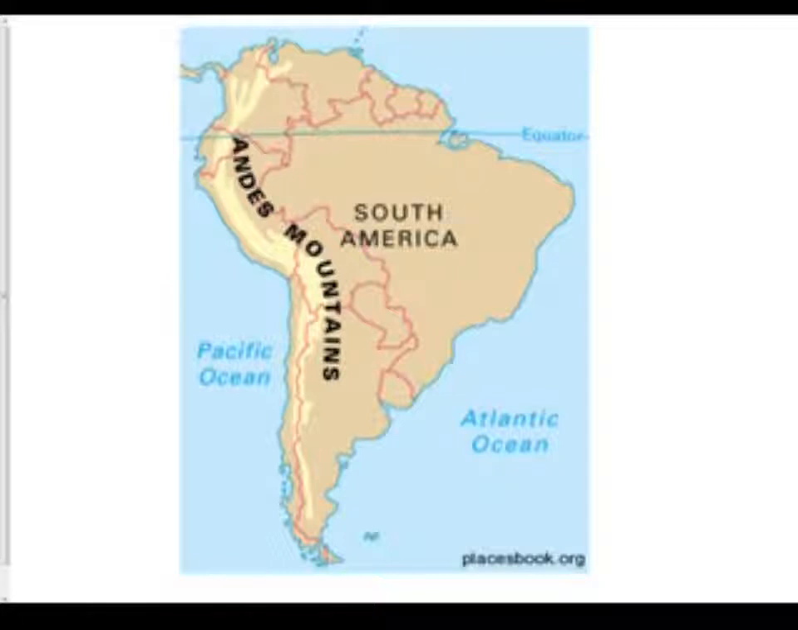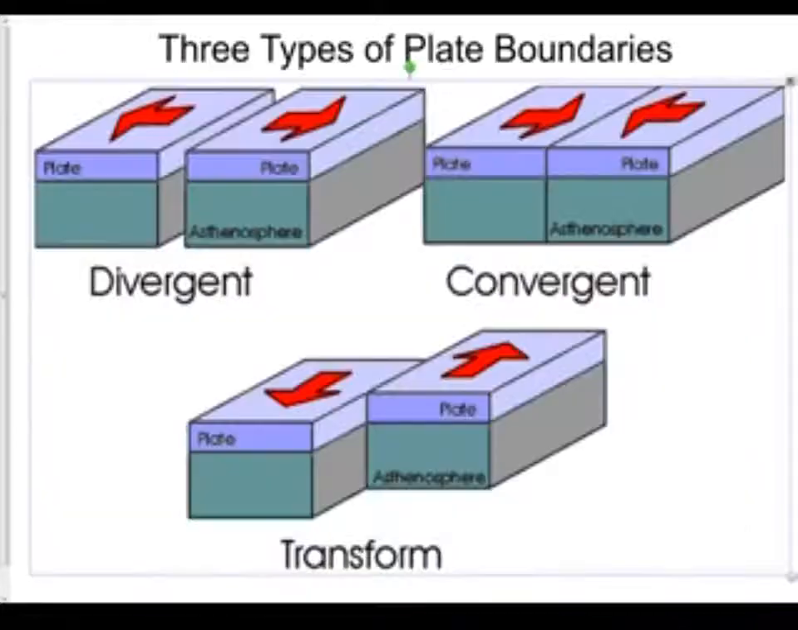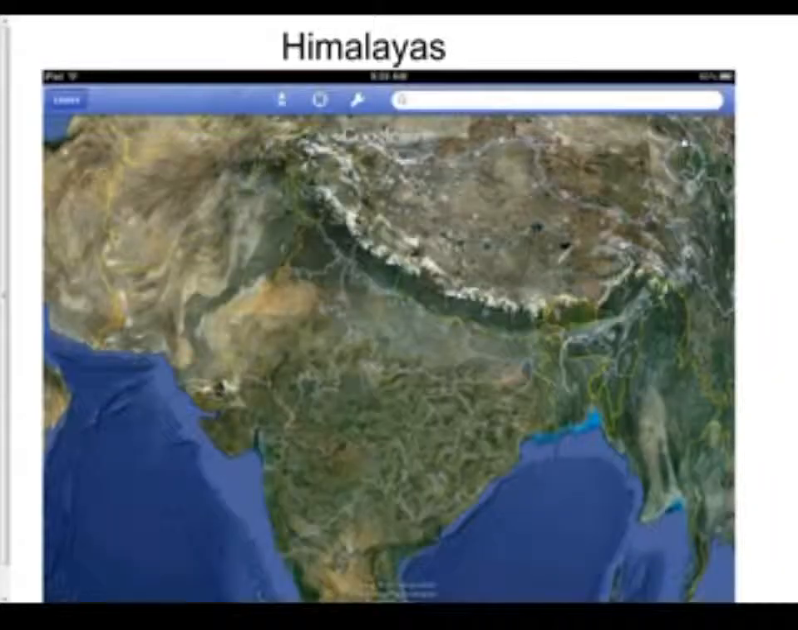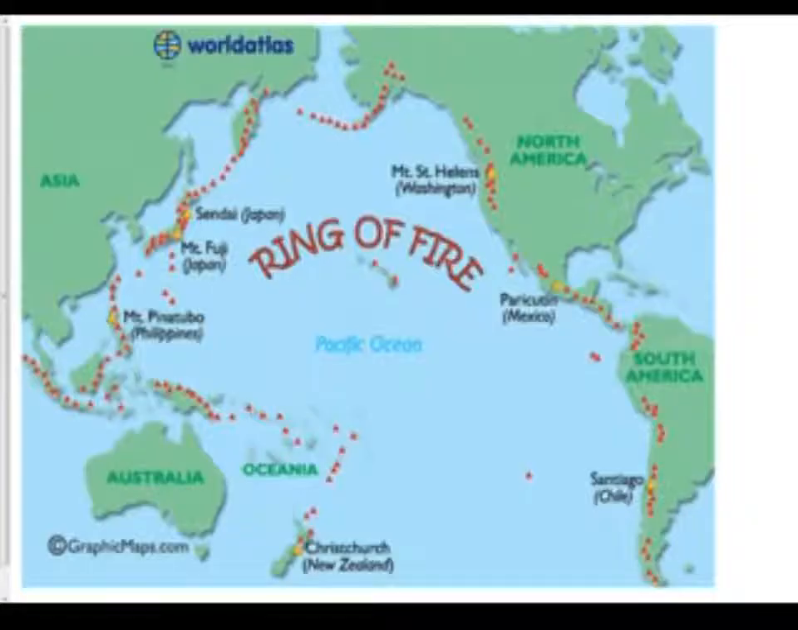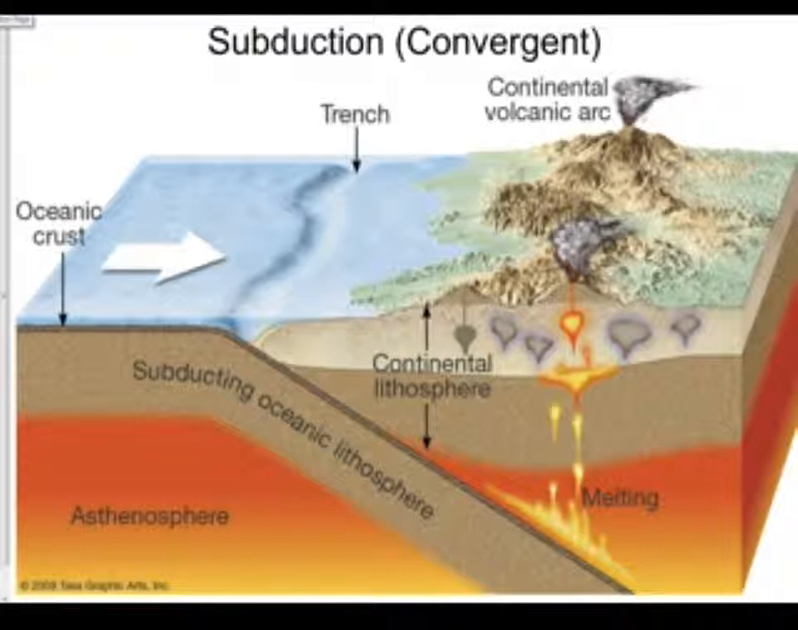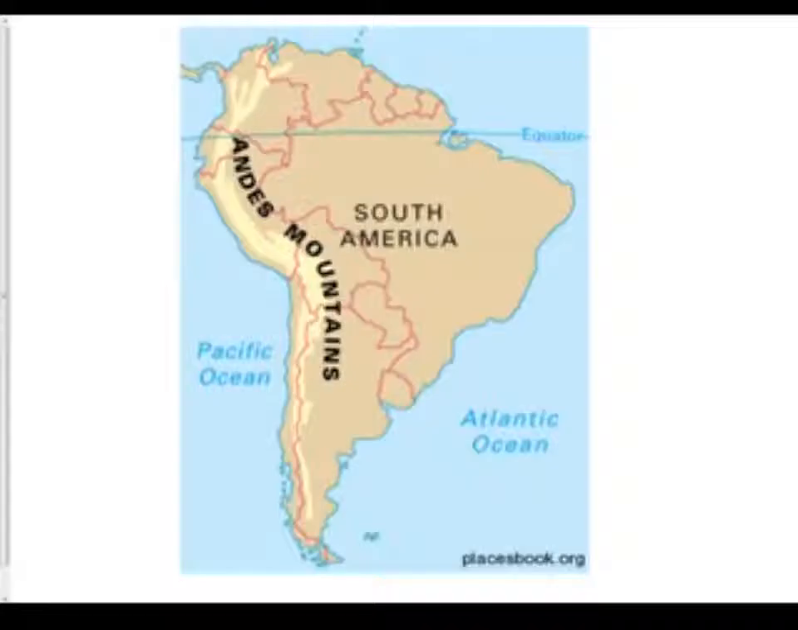So we've seen the two types of convergent plate boundaries. We saw that when we get two continental crusts, we get the mountains, and when we get ocean and continental, we get the Ring of Fire, volcanoes, and this thing called subducting. Again, this is where the more dense, which is always the ocean, slips underneath the continental crust.